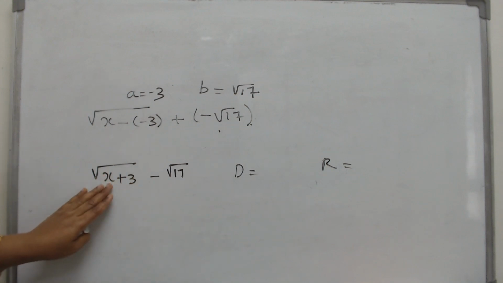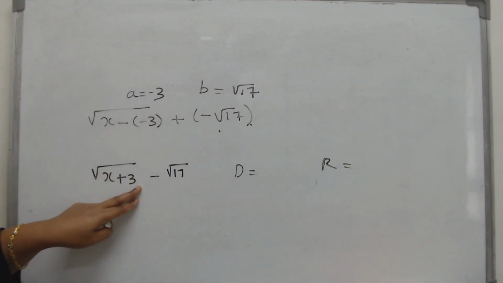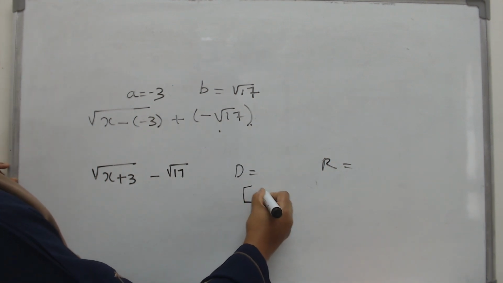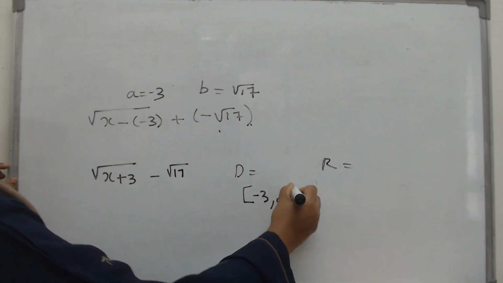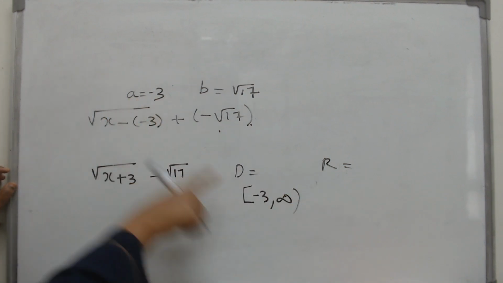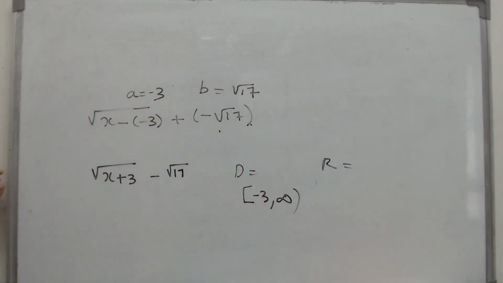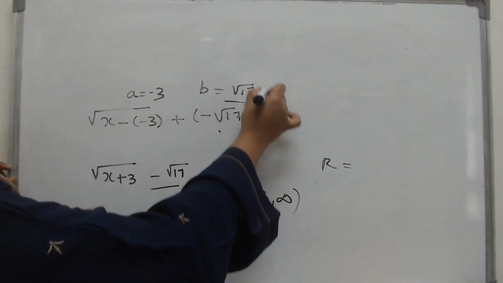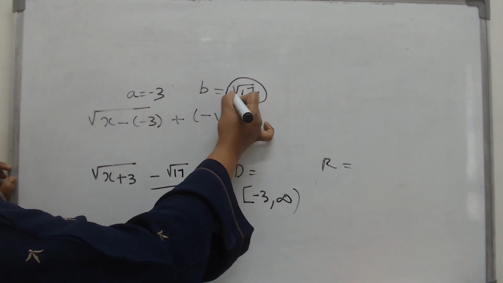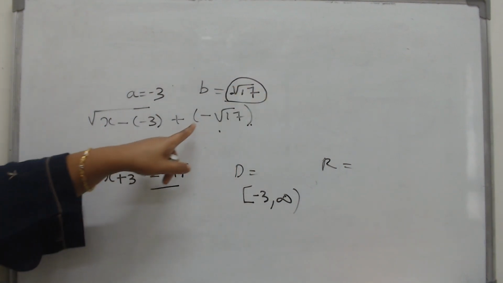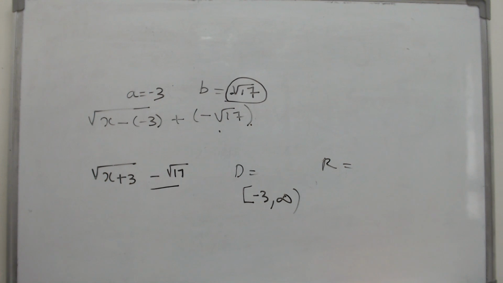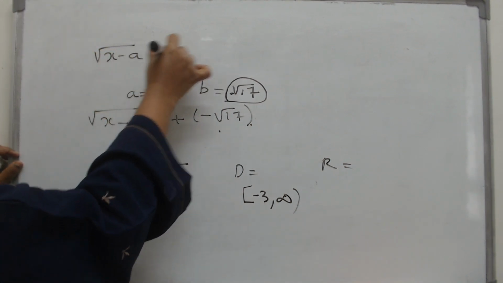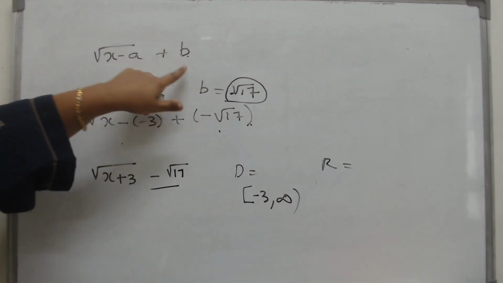All you need is those x for which this is greater than or equal to 0, or in other words, those numbers above minus 3. That is what you need. Your a is minus 3. So this is how it looks. What about your range? Your range starts from your b, which is, oh, I forgot to put the minus here. So your b is actually minus root 17, because we wrote it in this form, x minus a plus b, right? This is the form we wrote.